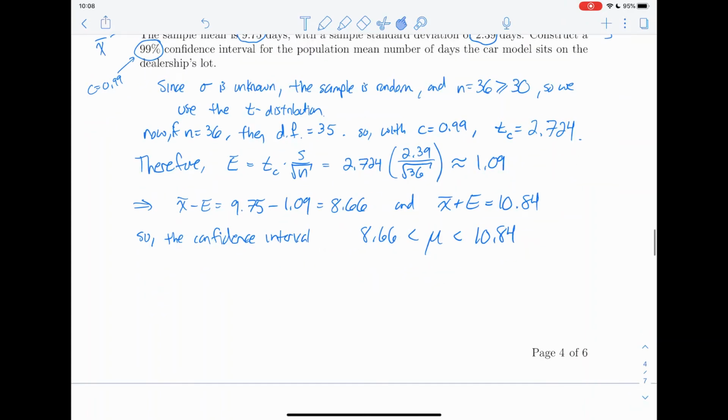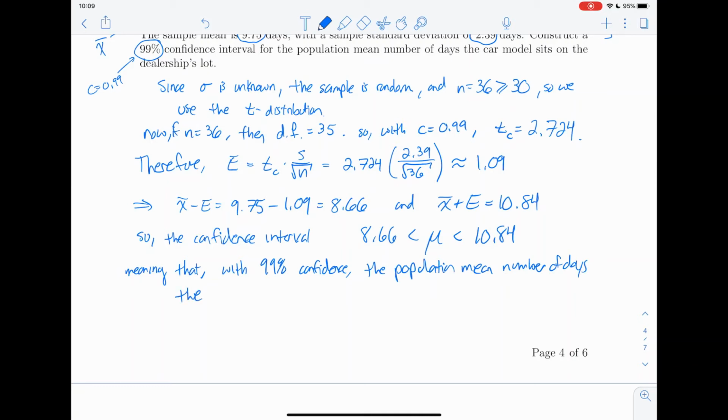Of course, we want to interpret this properly for the non-math observer. So we write that, meaning that using the correct verbiage, we write that with 99% confidence, the population mean, what does the population mean? Well, what we're concluding something about is the population mean number of days the car, we'll say the car model, because we focused on one single car model. The car model sits on the lot before being sold is between 8.66 days and 10.84 days. That's the conclusion.